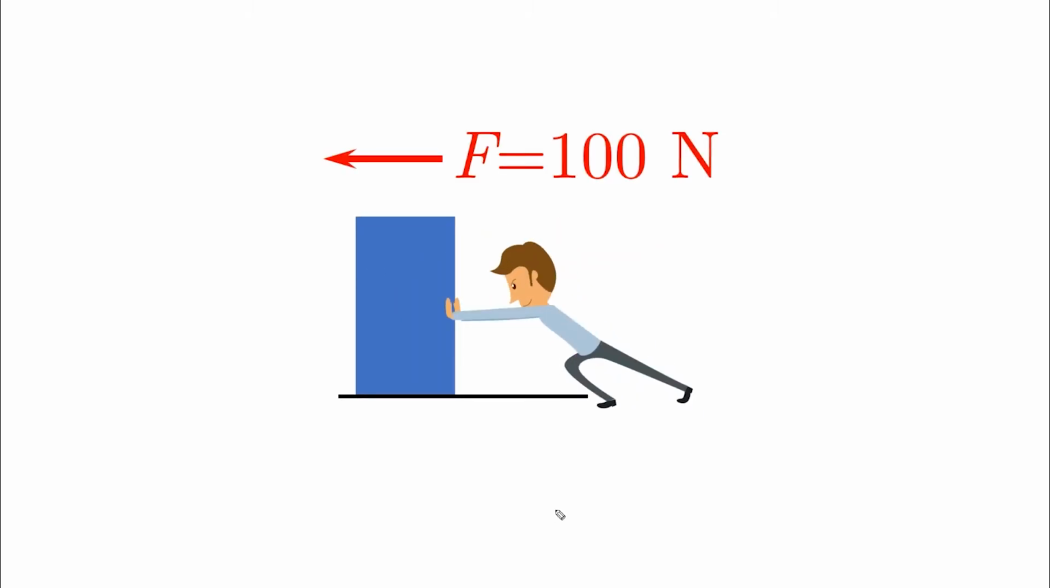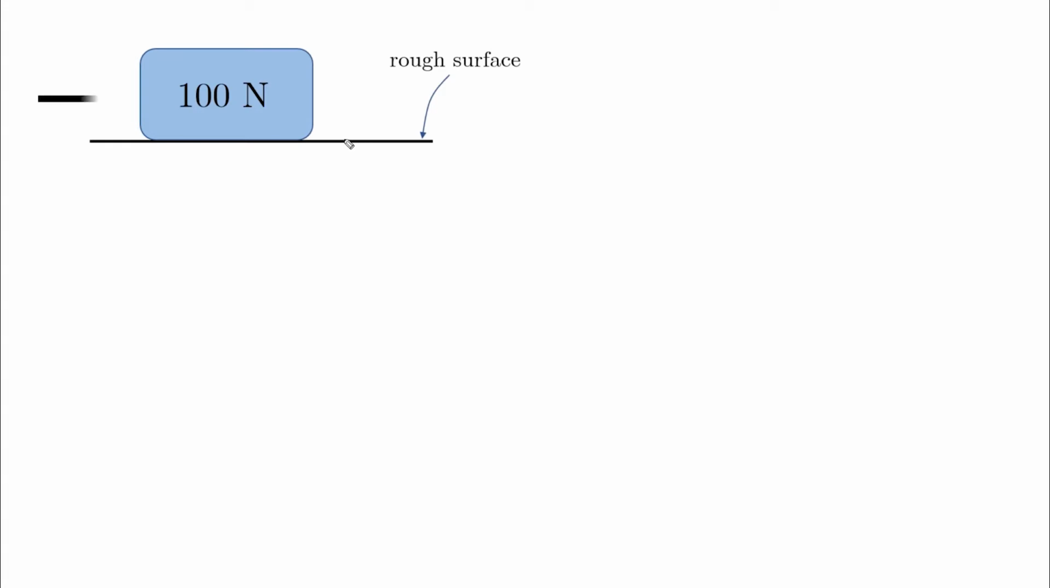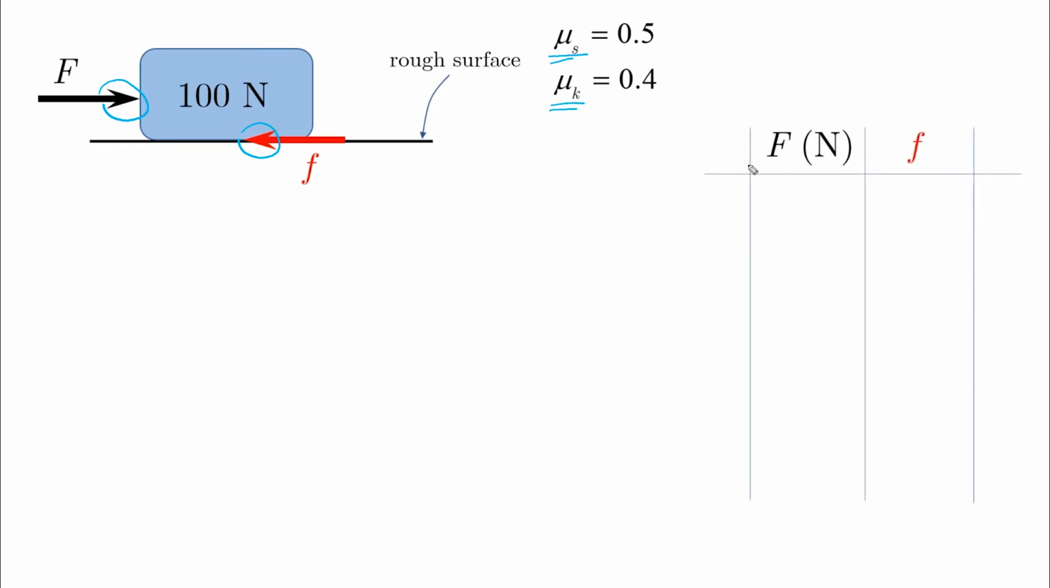So to understand how the friction works, let's take an example. We have a block on a rough surface, and we will apply a force on this block. By default, the friction force will resist the motion of the block. And we are given the so-called static friction coefficient and kinetic friction coefficient. Let's do some experiment together. We want to apply a force of 10 Newton, and then we want to see what's happening.